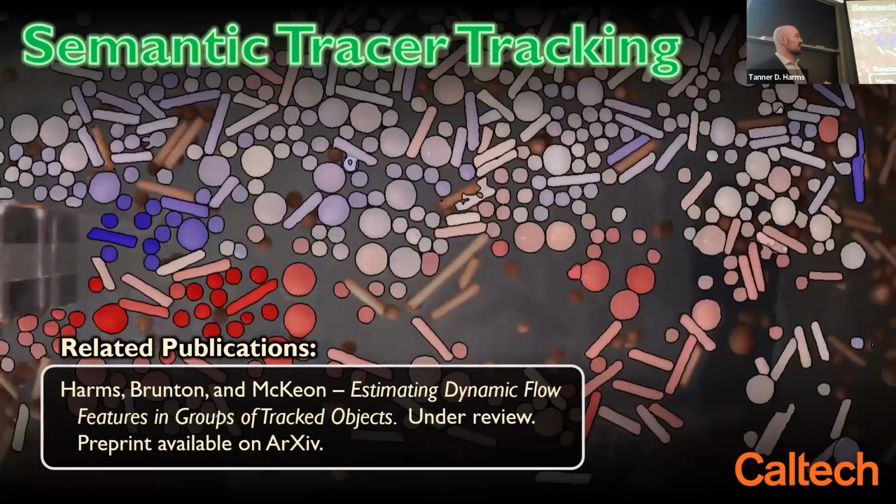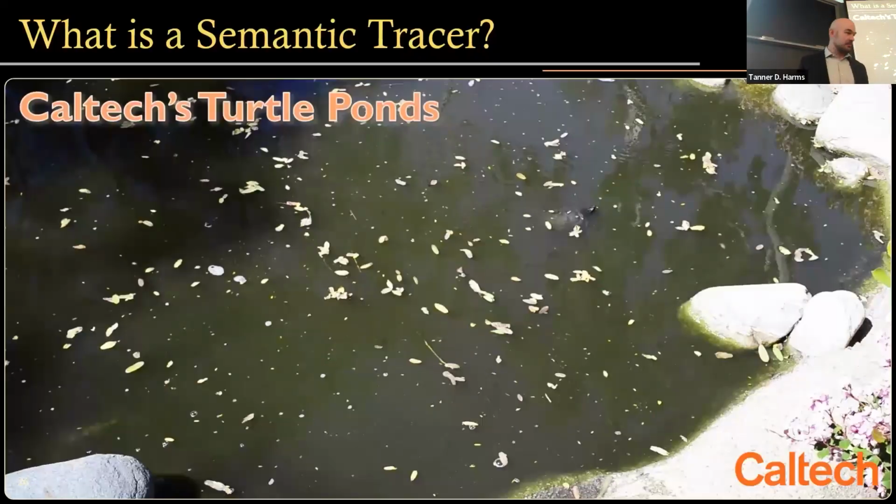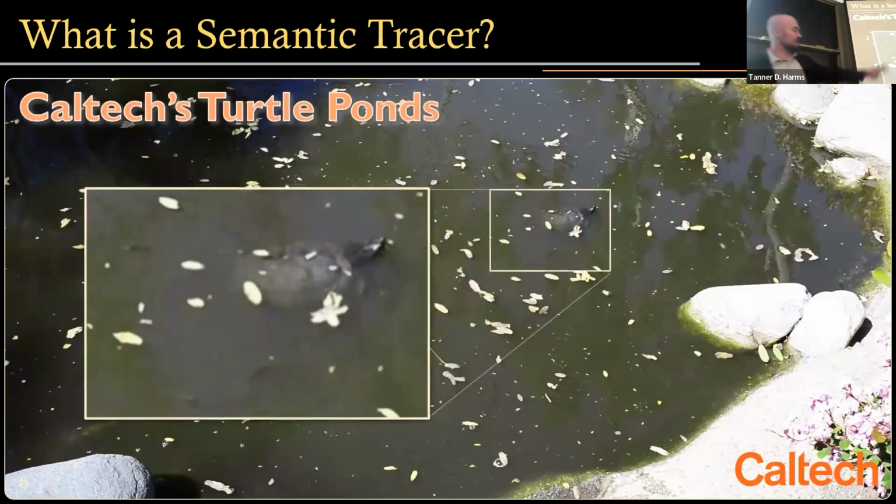So STT, which I had in the other frame, I'm referring to as semantic tracer tracking. And what exactly is a semantic tracer? So we've seen this image already. And let's say we're going to look at a portion of that image. We're going to look at the turtle in this area around it.